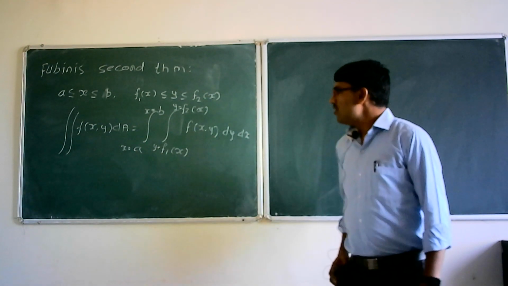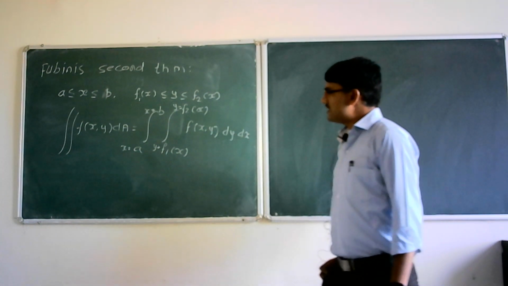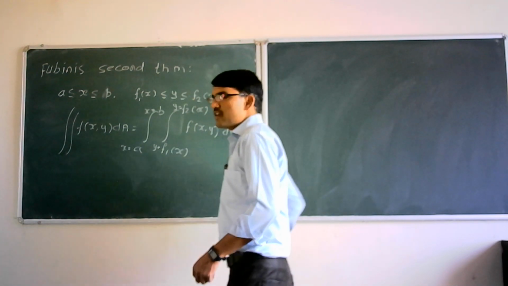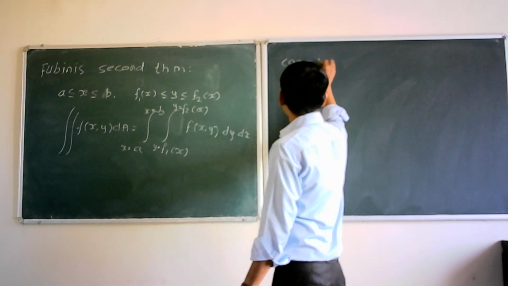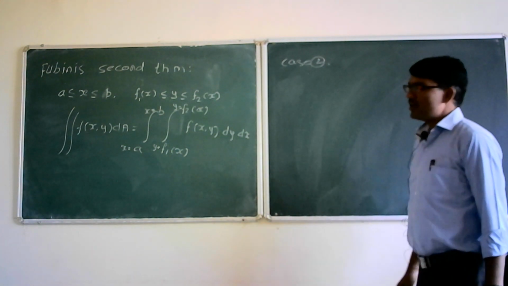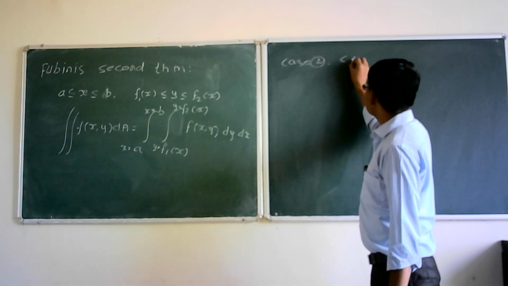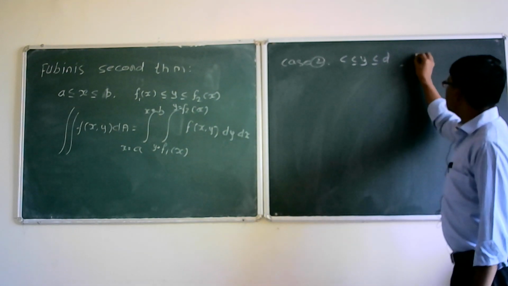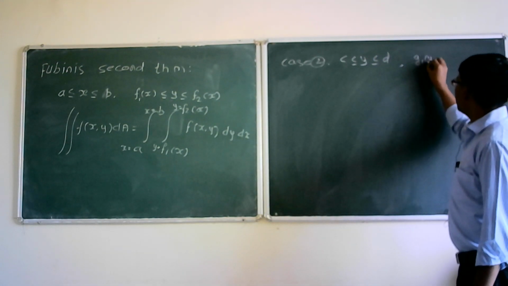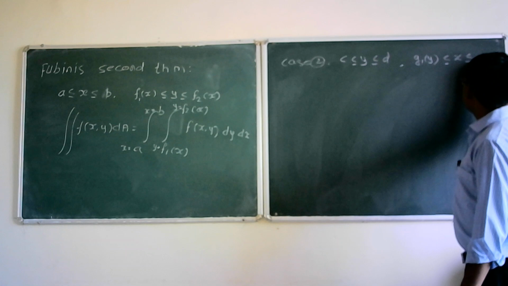Okay, now this is the case number 1, and what is the case number 2? Case number 2, if your limit of y is constant, suppose c less than or equal to y less than or equal to d, and your limit of x is g1(y) less than or equal to x less than or equal to g2(y).